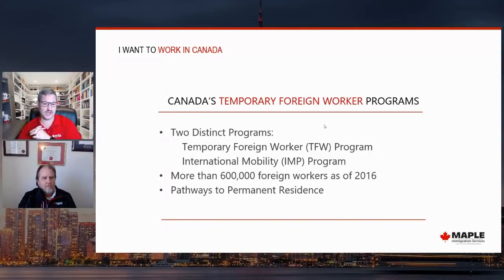International mobility, which we're going to talk about a little bit later, are programs that are generally like, say, NAFTA or the USMCA or CETA, which is the Canadian European Trade Agreement, and intercompany transfer. These are all part of the International Mobility Program. So they're outside of doing a traditional LMIA. As of 2016, there were 600,000 foreign workers. Again, that statistic goes up and down. What's important is that there's a number of foreign workers here in Canada working under the various programs.